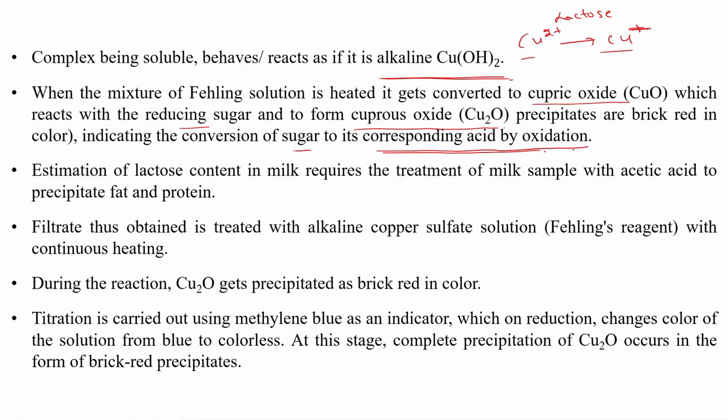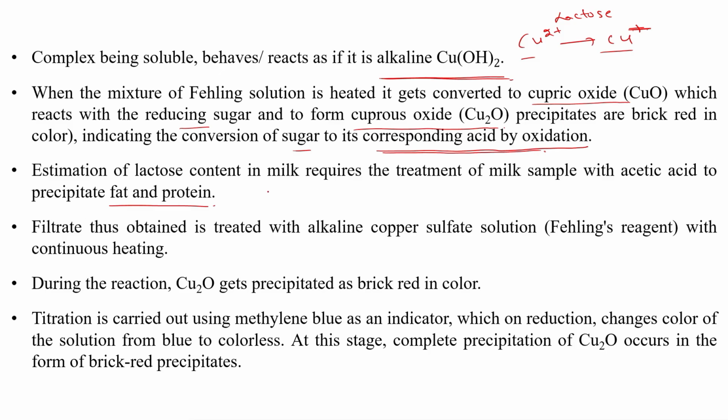This means that the reducing sugar has reduced the cupric ion to cuprous ion and itself gets oxidized. That is the meaning. Now, estimation of lactose content in milk requires treatment of the milk sample with acetic acid to precipitate fat and protein. From the milk sample, first we have to remove the fat and protein. That we do by precipitation.